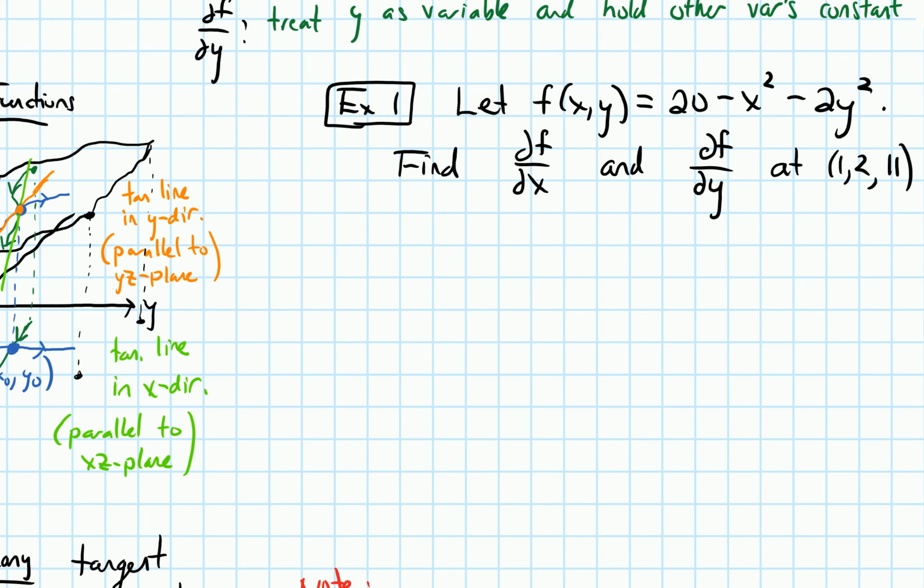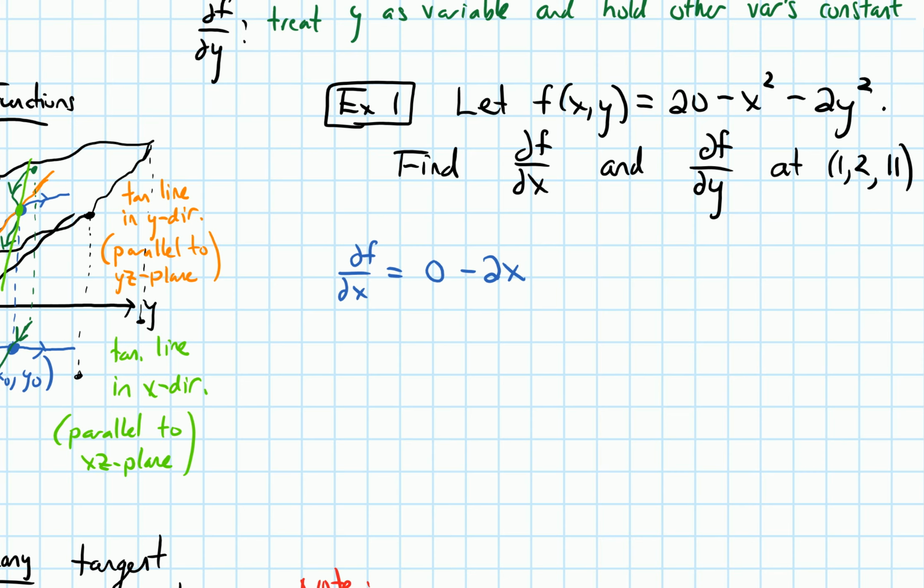All right, so let's find these partial derivatives. All right, so let's start with a partial derivative with respect to x. So when we do this, the 20 is a constant, so that derivative is 0. When we take the derivative of minus x squared, because we're taking the partial with respect to the variable x, that means I do treat x as a variable. So the derivative of that is just minus 2x.